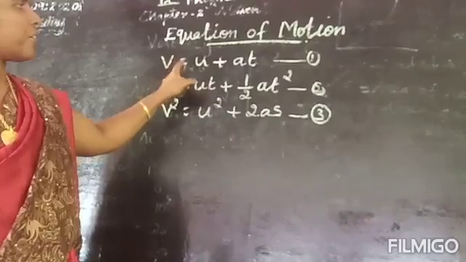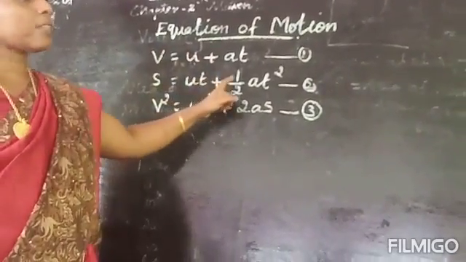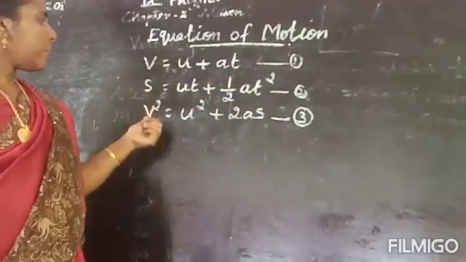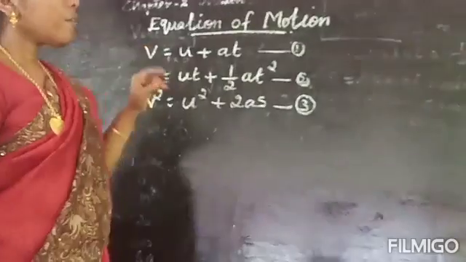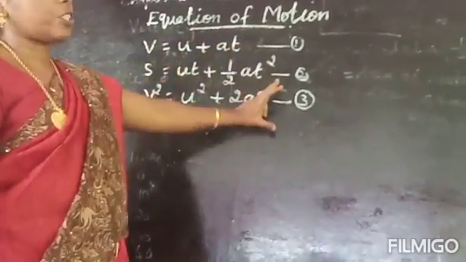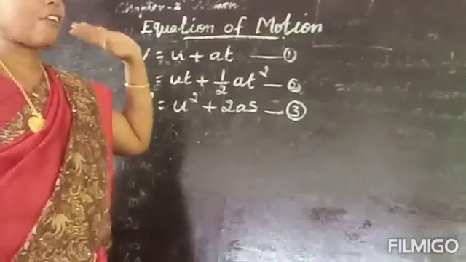So first equation, V equal to U plus AT, S equal to UT plus half AT square, V square equal to U square plus 2AS. Now we are going to derive these three equations, which are the equations of motion. First, we are going to derive the first equation.